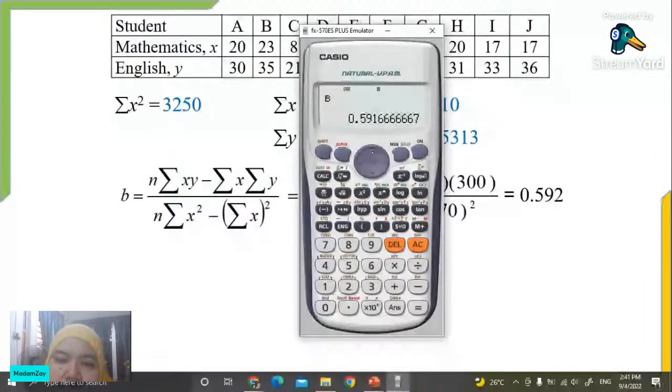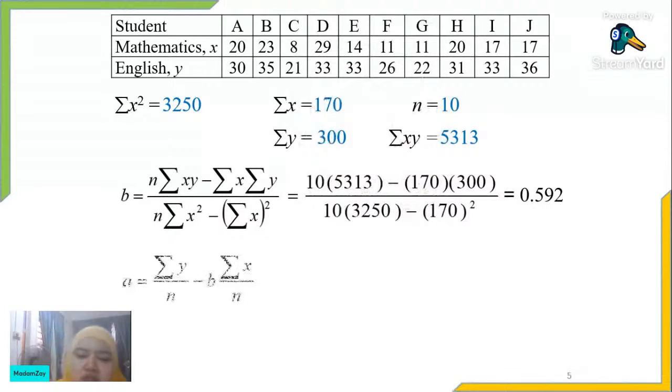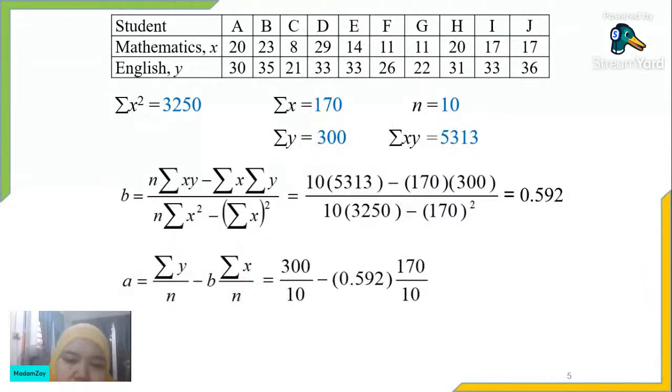Now to check the answer for a, shift 1, then choose 5, then choose 1 and then equals. Now we want to find a, so apply the formula. The answer will be 19.9417. Let's check together. After we substitute the values, we will get the answer equal to 19.936. Is it the same?